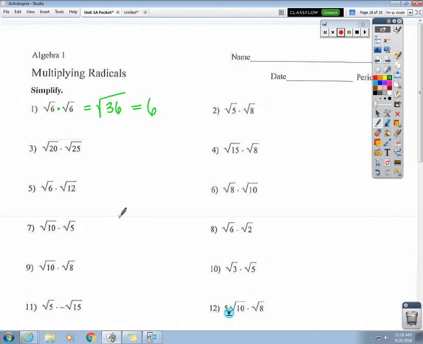Now let me show you why that works like that. Let's think back to like middle school. If you have x plus 5 equals 10, how would you solve that problem?